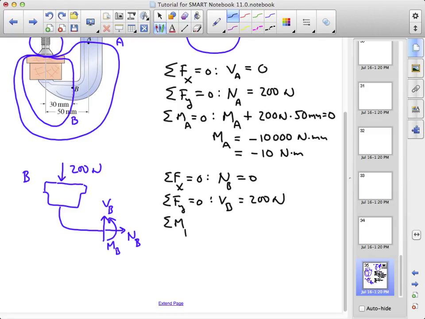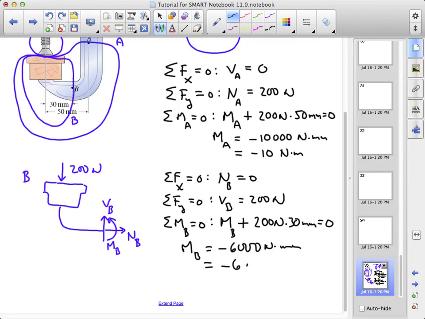And sum of the moments about B equals 0 gives us MB plus the positive moment exerted by the 200 Newton force, now through a distance of 30 millimeters, and this gives us MB is minus 6,000 Newton millimeters, or minus 6 Newton meters.